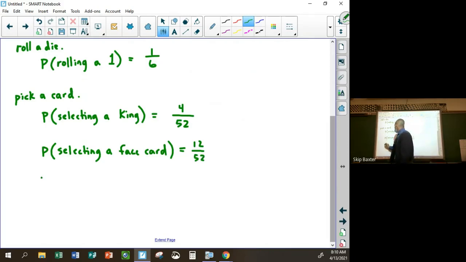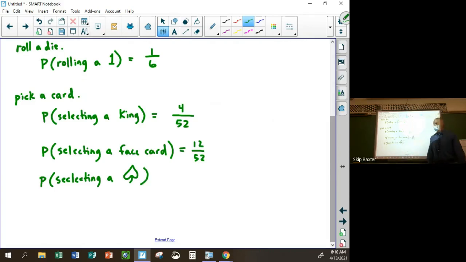If we wanted to calculate the probability of selecting a spade, what would be the probability of that occurring? 1/4, or 13 out of 52, or 1/4, right? There's 13 spades in a deck, ace through king, right? Or 2 through ace, or whatever you want to say. 13 ways of selecting a spade, 52 total cards in the deck, and that fraction simplifies to be 1/4.